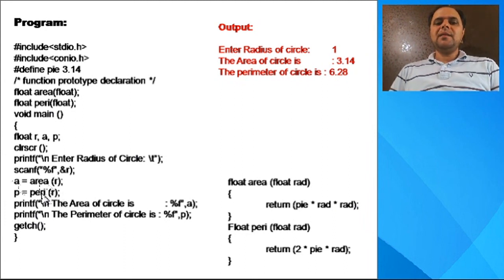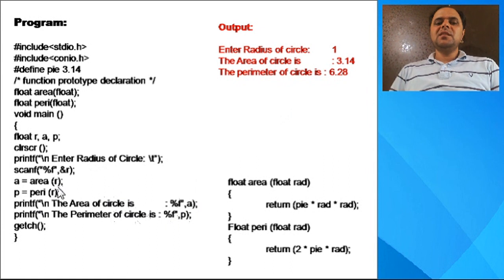Now again, it will call the perimeter function. The definition of the perimeter function is 2 pi r, 2 into 3.14 into 1, it will become 6.28. 6.28 is returned here and then copied in p. So the value of a is printed, the area of the circle is 3.14, and the perimeter of the circle, the value of p, is 6.28. So this is how this is call by value.